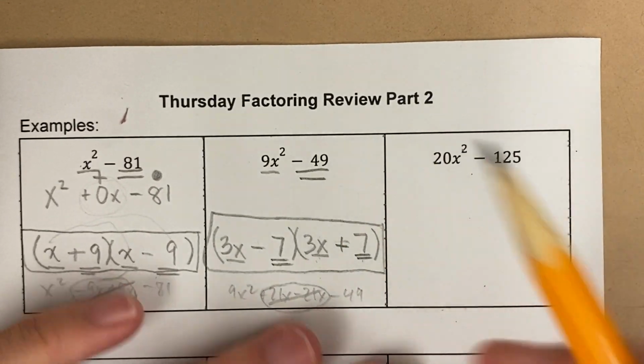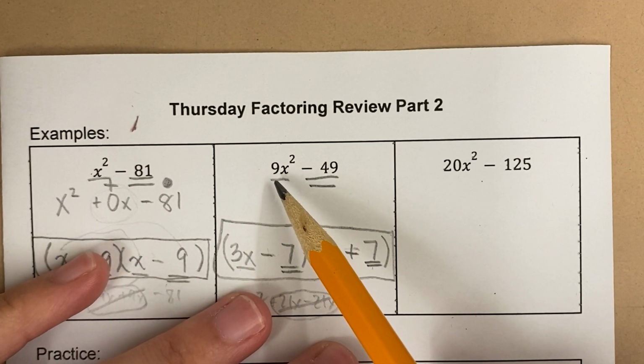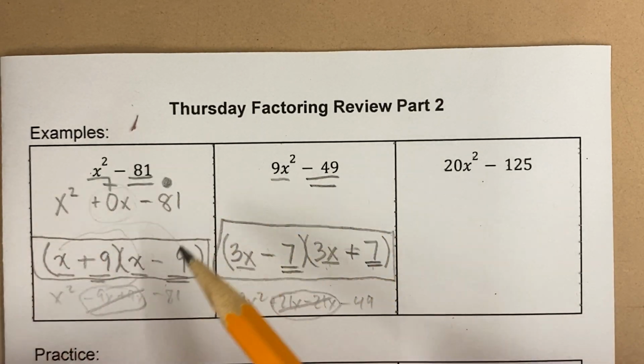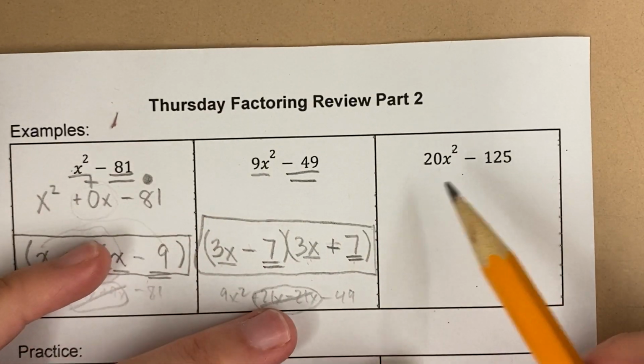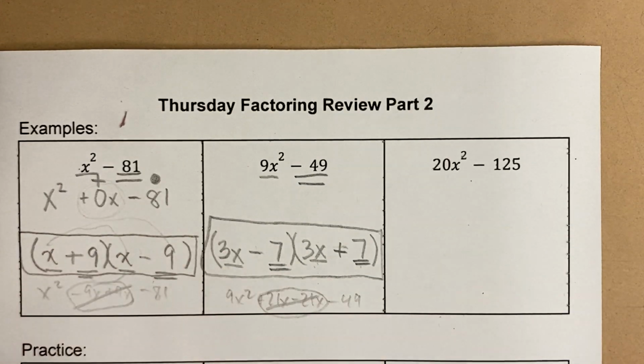Now here, you look at this and you're like, wait a second, there isn't something that multiplies to 9, right? 9 is what's called a perfect square. 3 times 3 is 9. Same with 49, same with 81. These are all perfect squares. There's a number that multiplies by itself. But you might look at this and be like, there's not a number that multiplies by itself to get 20 or 125. And what you have to realize is there's a greatest common factor here.